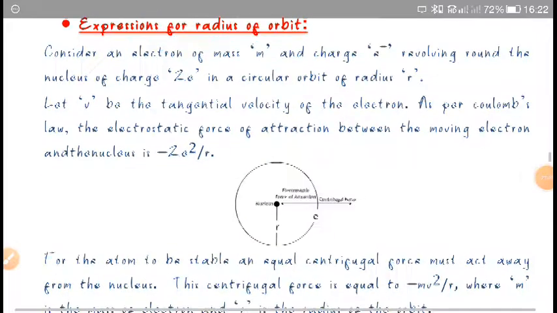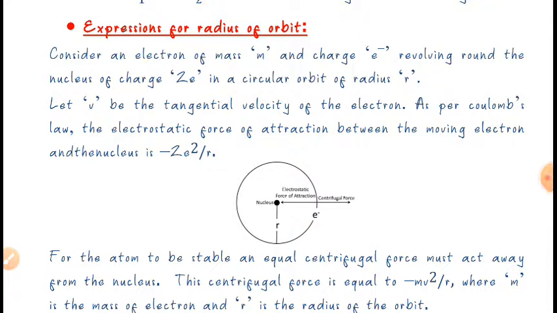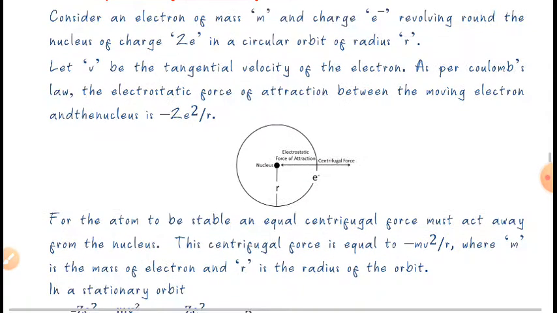So now next we will see the expression for the radius of the orbit, means the radius of the Bohr orbit. So how to calculate the radius of the Bohr orbit? It is a simple process, a very simple equation. You just need to practice this, because in the exam they sometimes ask directly for the expression, calculate the radius of the Bohr orbit. So you have to know this.